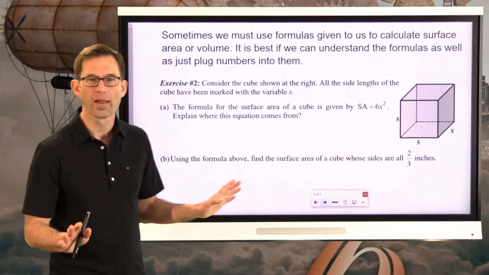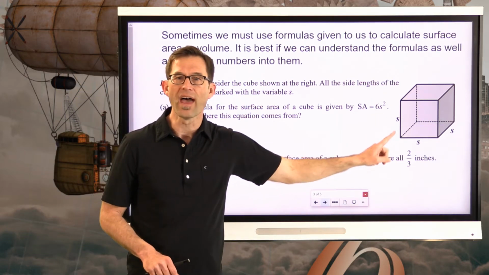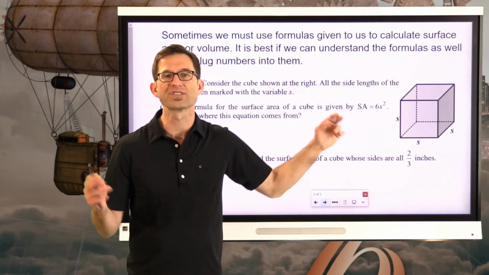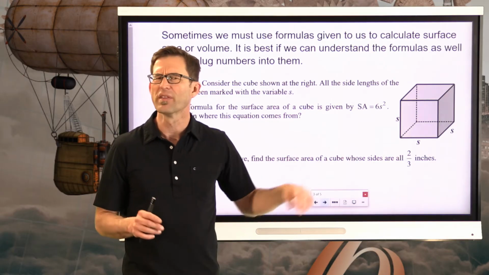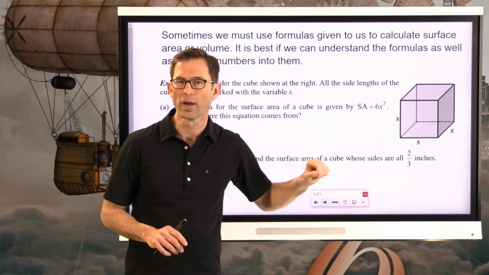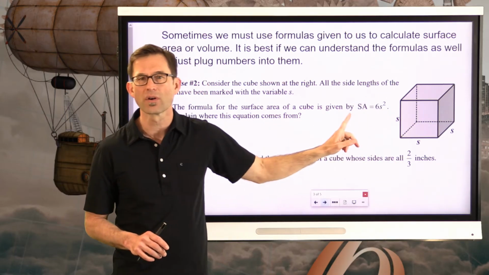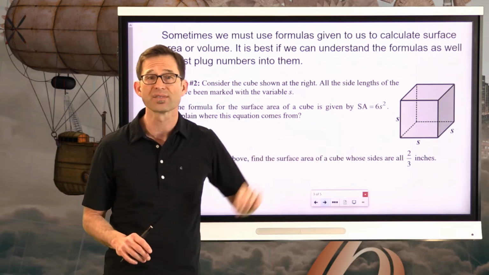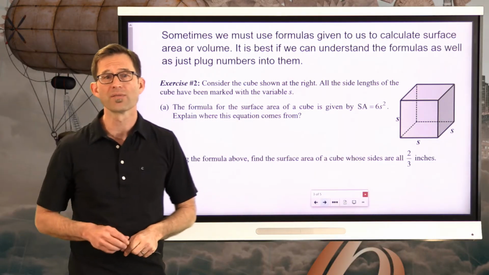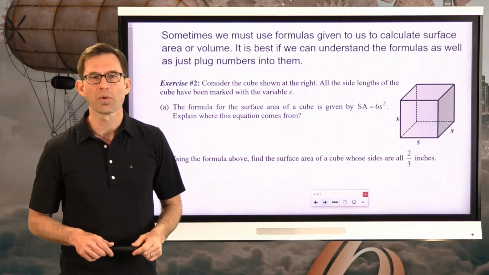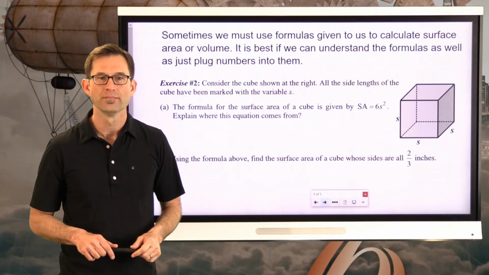All right, so I claim that if we know the length of the edge of a cube, and we call it s for side length, right? And that's really the side length of a square, right? So if s is that side length, then the surface area I'm claiming is 6 times s squared. I'd like you to pause the video now and see if you can explain where that formula comes from.